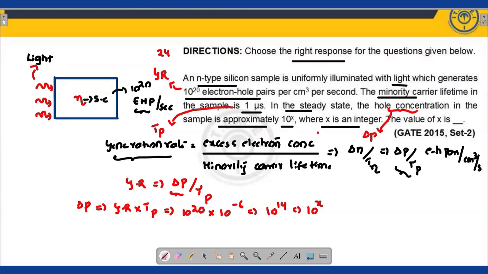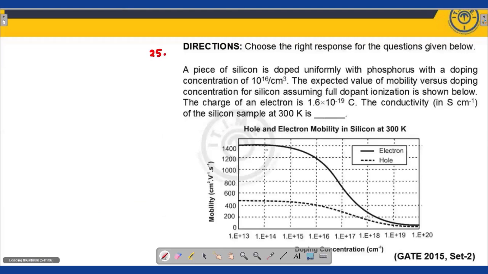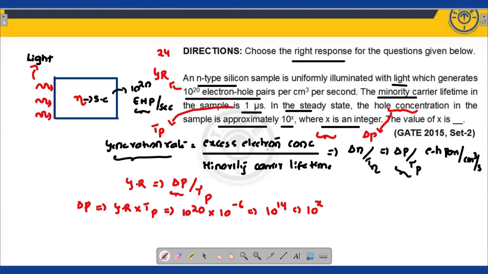He has given the hole concentration as 10 power x, and he is asking what the value of x is. The x value is equal to 14, my dear friends. Like that, you get the answer to the problem which I have done here.